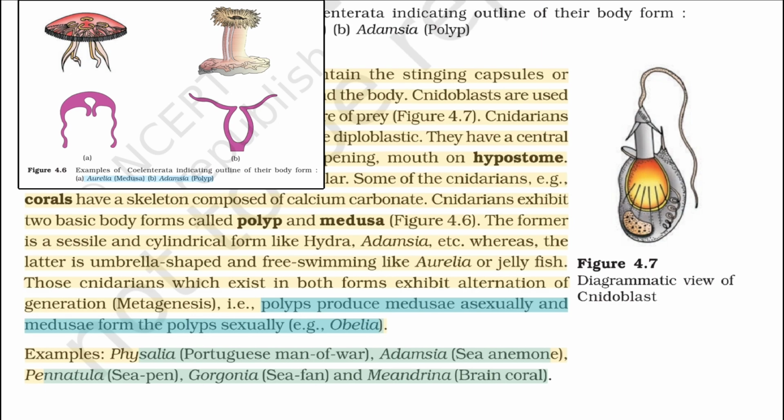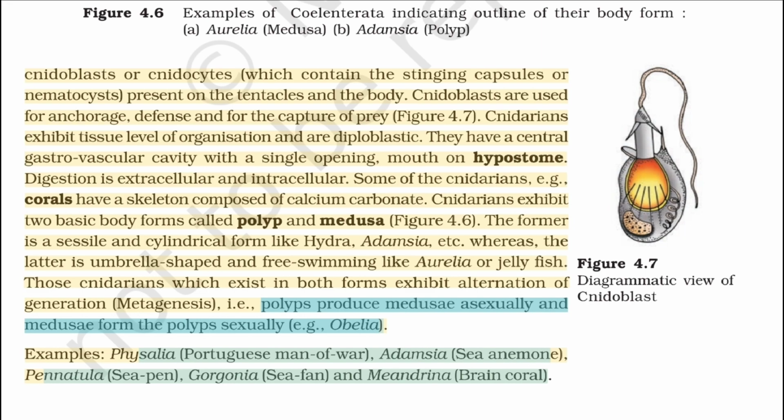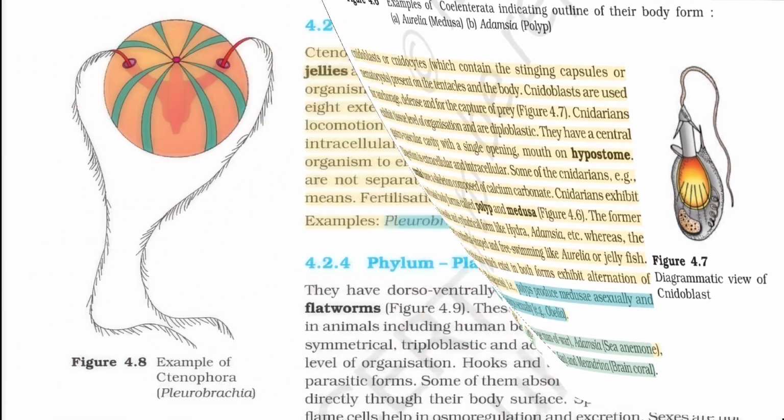Cnidarians exhibit two basic body forms called polyp and medusa, figure 4.6. The former is a sessile and cylindrical form like Hydra, Adamsia, etc., whereas the latter is umbrella-shaped and free-swimming like Aurelia or jellyfish. Those cnidarians which exist in both forms exhibit alternation of generation or metagenesis, that is, polyps produce medusae asexually and medusae form the polyps sexually, for example Obelia. Examples: Physalia, Portuguese man-of-war, Adamsia, sea anemone, Pennatula, sea pen, Gorgonia, sea fan, and Meandrina, brain coral.